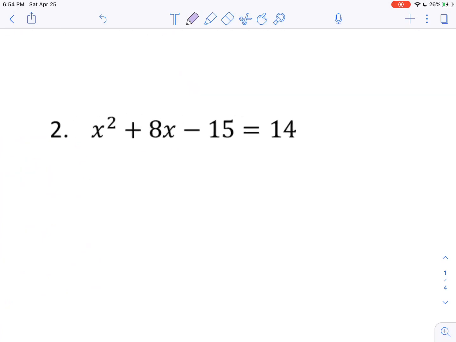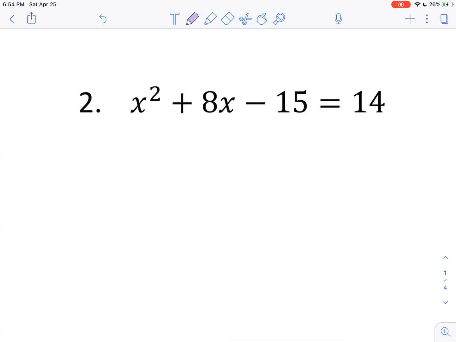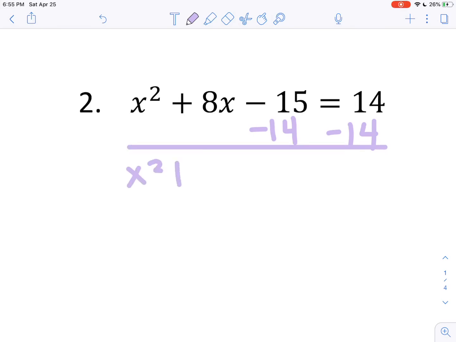Okay, so moving on to number 2, I can't identify a, b, and c yet because it's in non-standard form, meaning it's not set equal to 0 yet. So what I've got to do is move over this 14, and I get x squared plus 8x minus 29 equals 0. In this case, I actually can't factor this, even if you wanted to. So the only way that you could solve this equation is by using the quadratic formula.